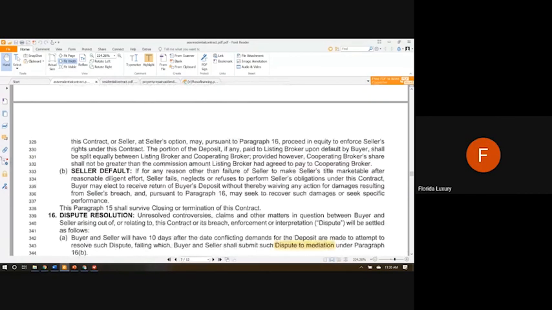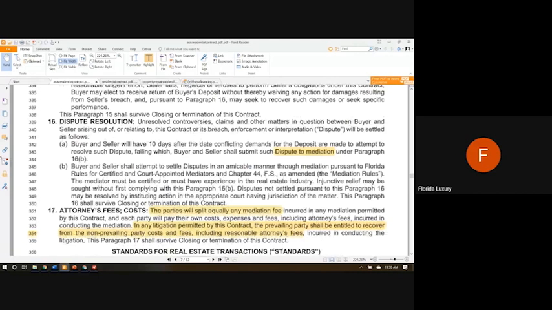Now, under dispute resolution, buyer and seller have 10 days after the conflict. Normally, this only really deals with escrow. The first part is to go to mediation.